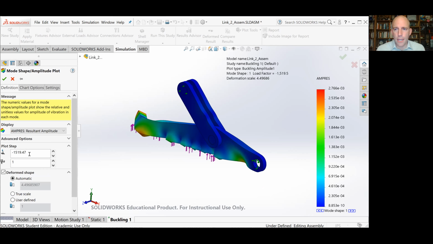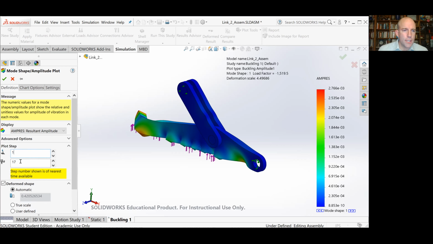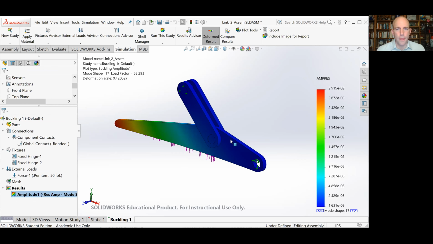But I'm not interested in anything that could happen if the fingers had glue on them and pulled away from link 2 really hard. So in this case, we really only care about positive load factors, but we can't ask SOLIDWORKS to restrict it to those. So instead, I'm going to come up here and type 1, and you'll see that I'm getting a mode shape down there, and it's the nearest one to what's available. But you can see indeed mode shape 17 corresponds to a positive load factor, and 16 is negative. So let's go with 17 and see what that looks like.